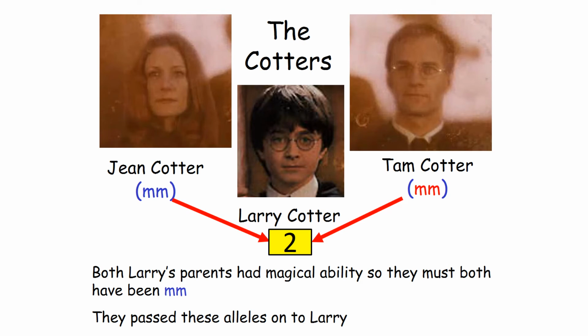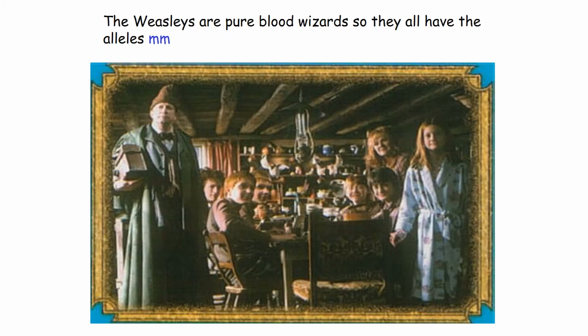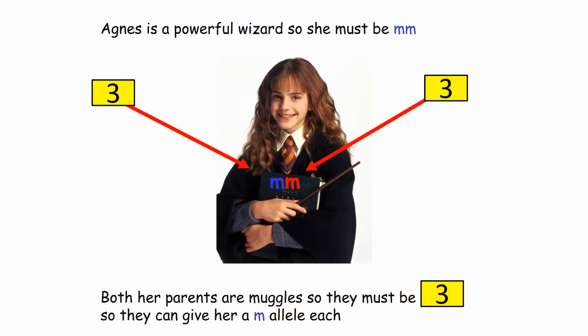Number 2, the Cotters. It's the same again, isn't it? Small m, small m. So we started off with wizards. Okay, and same with the Weasleys. They all have small m, small m. Agnes is small m, small m.